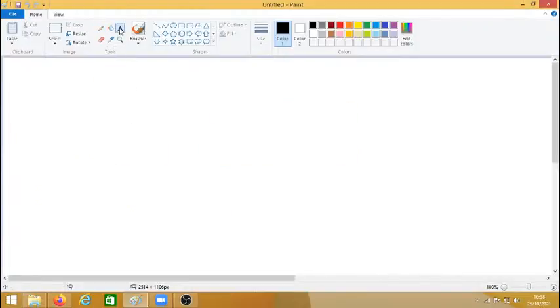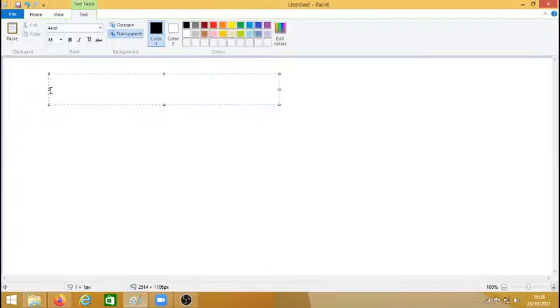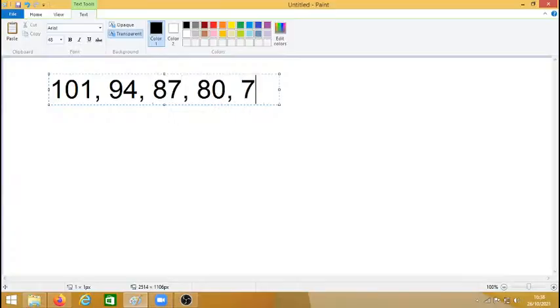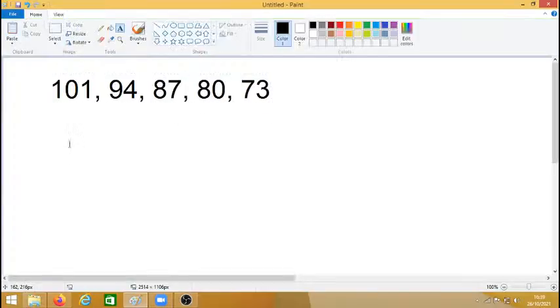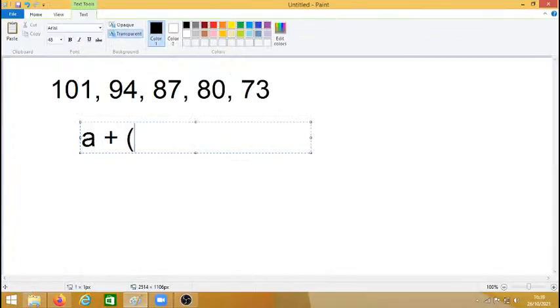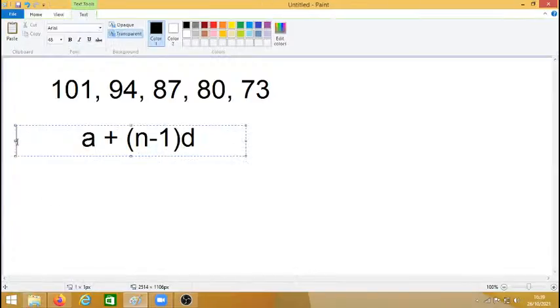Here's just one case where the numbers are going down, to show you what happens when the difference between the pair of numbers is going down. So this one, 101, 94, 87, 80, and 73. So we want the general formula, the nth term formula. So we start with a plus n minus 1 d as something you memorized. That's your un.